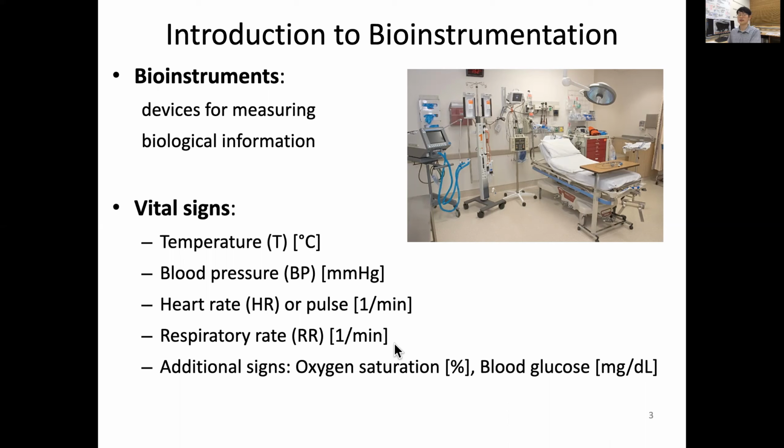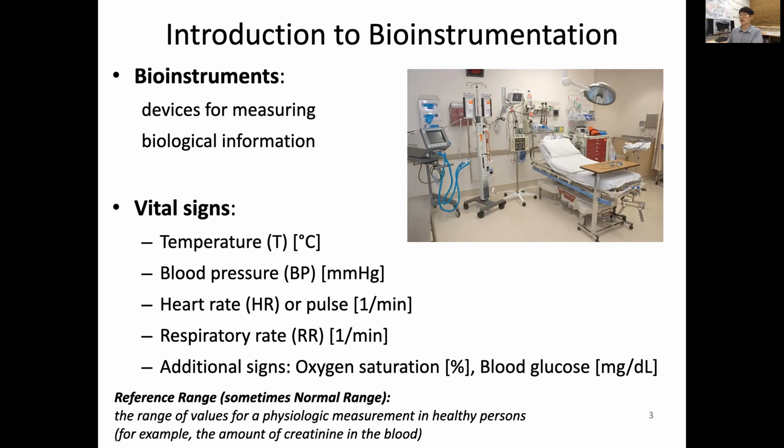For these vital signs, we want to decide whether the patient is having issues. So for that, we sometimes define a reference range or normal range. These are the range of values for a physiological measurement in healthy persons, so that we can compare them with the patient. Here, for example, the amount of creatinine in the blood. There is a certain range of values as a normal range. So when we measure the patient's creatinine in the blood, we can say it may be abnormally high or abnormally low.